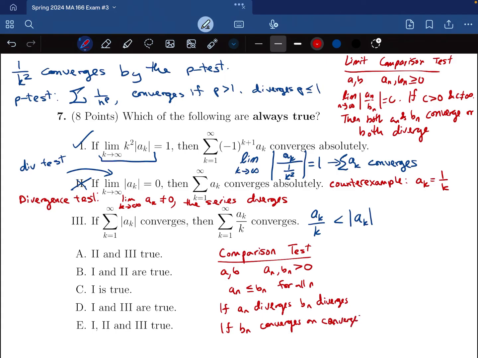Okay, so in our case, we are told the absolute value of a_k, the bigger series, converges. So if the bigger series converges, then the smaller series must converge as well. That means a_k over k converges as well, which means statement 3 is true. So that means that 1 and 3 are true, so the correct answer is answer D.